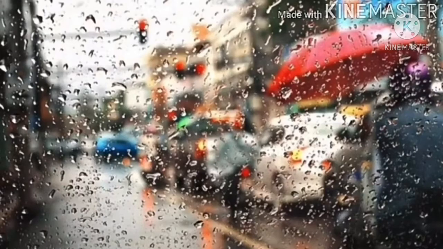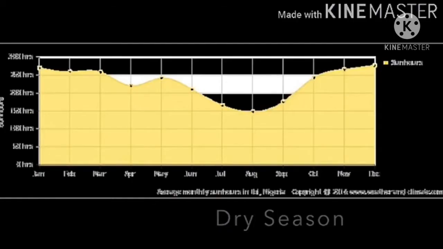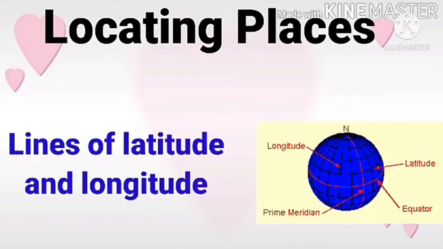The rains start from April to June in the southern part. Then you have the dry season and even the harmattan.